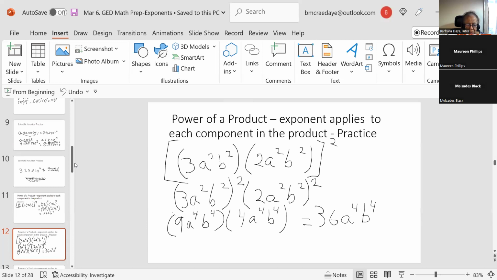So 3 times 3 is 9. A to the second, to the second, 2 times 2 is 4. B to the second, 2 times 2 is 4. Over here, 2 to the second is 4. A to the second, apply the 2, 2 times 2 is 4. And B to the second, apply the 2, 2 times 2 is 4. Now, you just multiply the coefficients. 9 times 4 is 36, and your variables are just A to the 4, B to the 4.